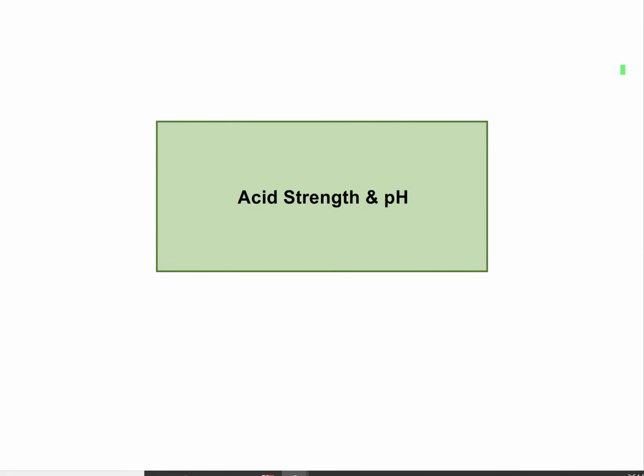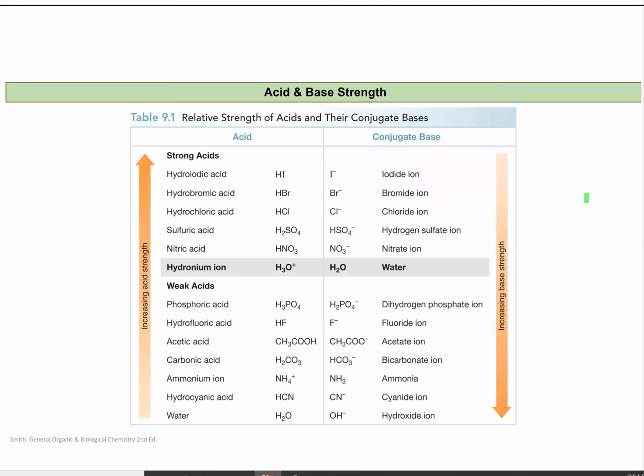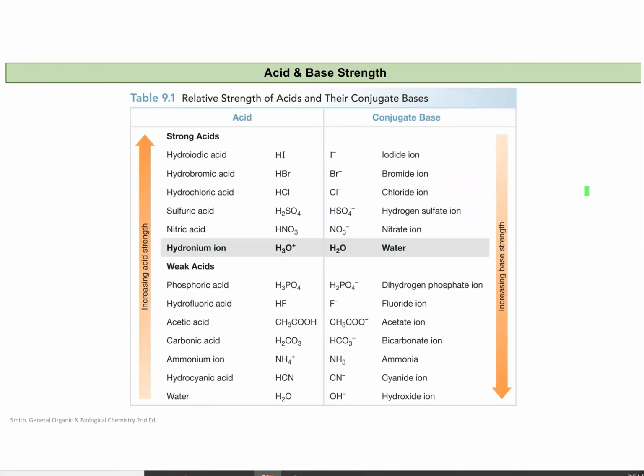Now that we're familiar with acid and base reactions, let's take a look at how we actually communicate how strong an acid is and what that really means. So here is a chart I like that gives us a baseline, showing relative strengths of acids and bases. In the middle is water, acting as an acid is hydronium ion, and its conjugate base would be water.